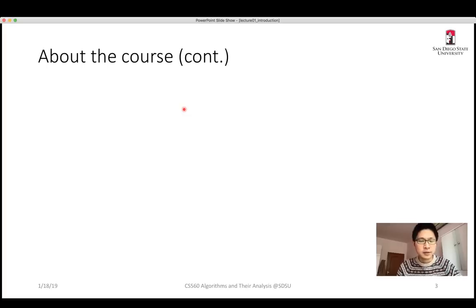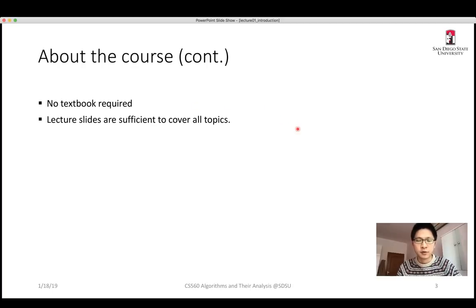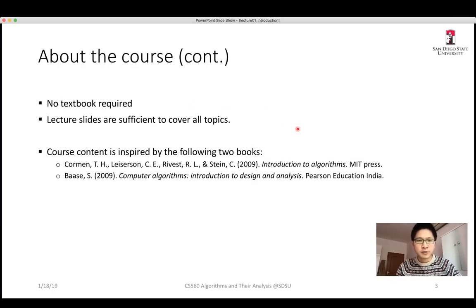You don't need to buy a textbook for this course, as all the lecture slides are sufficient to cover all the topics. But if you are interested, these following two books will be very helpful to help you understand most of the topics, especially the first one, the Cormen book, Introduction to Algorithms, published by MIT Press. And this is the book that the majority of the course slides are based on. I think reading the first book would be particularly helpful, and it gives you more details that go beyond most of the slides.